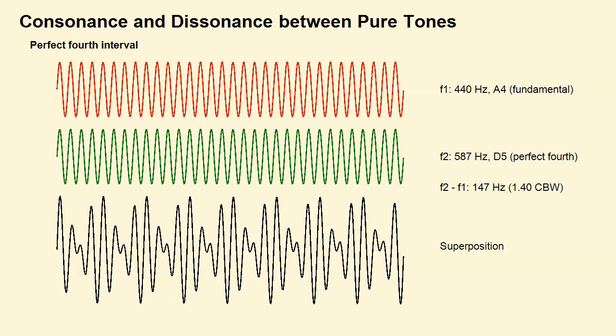The screen shows the details of the reproduction of the perfect fourth, augmented third interval, in which the second sound is a D5, with a frequency of 587 Hz, 147 more than the A4, which corresponds to an extension of 1.40 times the critical bandwidth of 105 Hz for the A4.